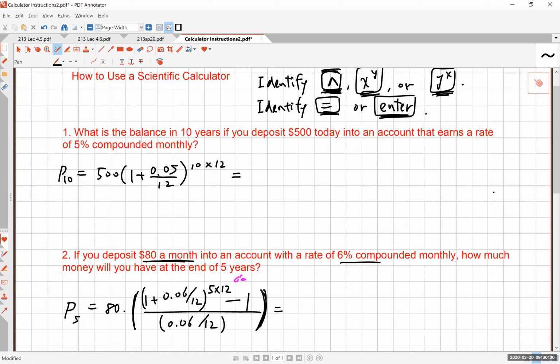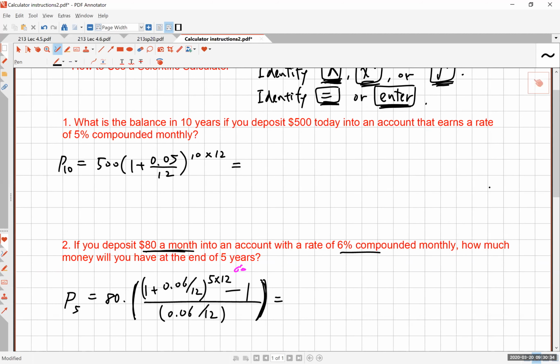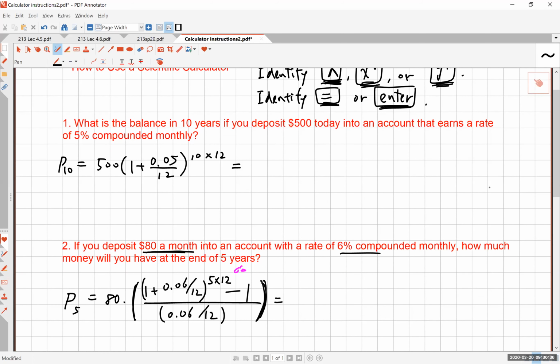Okay, number one: what is the balance in 10 years if you deposit $500 today in an account with 5% compounded monthly? If you look at lesson 7, this is the formula you use. It's monthly, so you have 12 in the denominator. Let's identify these numbers in the word problem. 10 years is what we identified as n, the number of years.